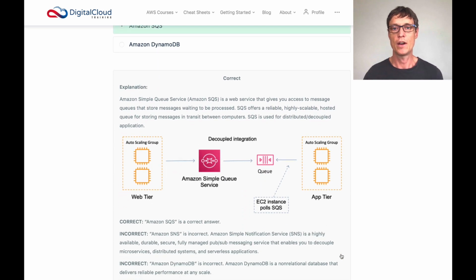And we've got a bit of a diagram here showing you what decoupling looks like. So on the left-hand side, we've got a web tier. This is just the architecture I was talking about a minute or two ago. You've got a web tier, you've got a queue in the middle, and then you've got an app tier. And so the web tier can place messages onto the queue, and then the app tier keeps polling the queue and checking if there are any messages waiting, and then it can process them.